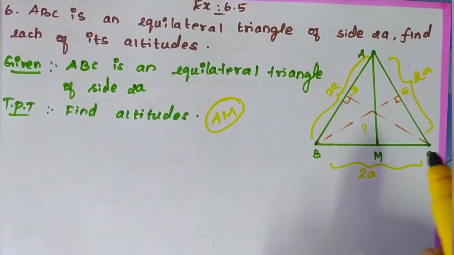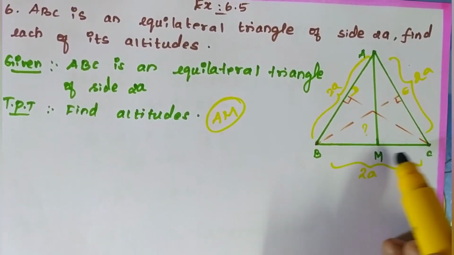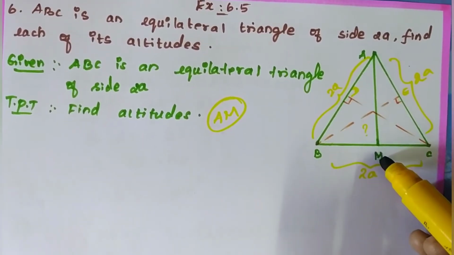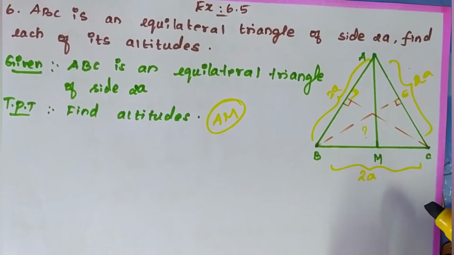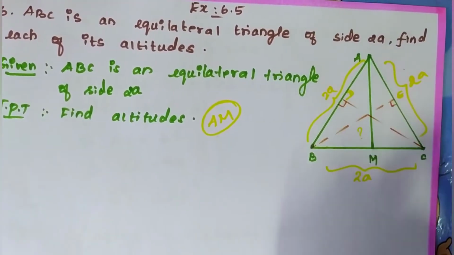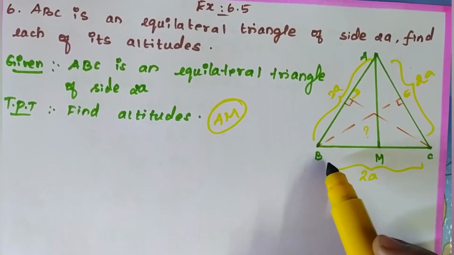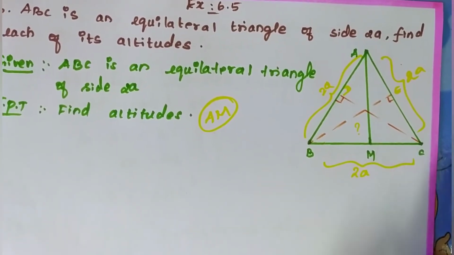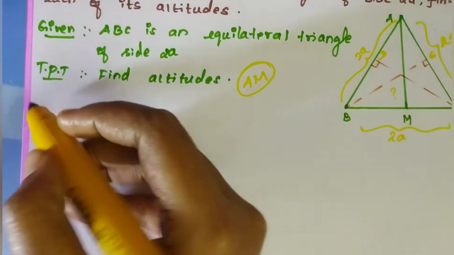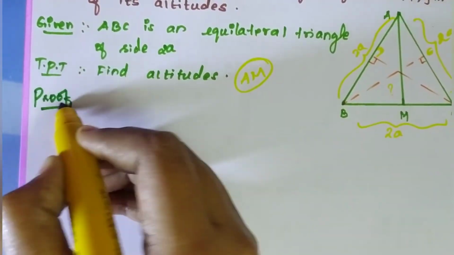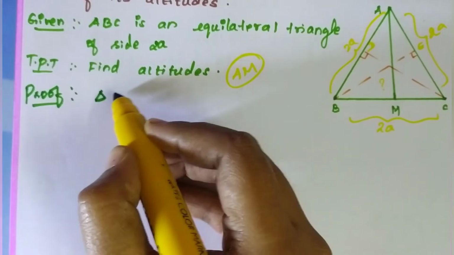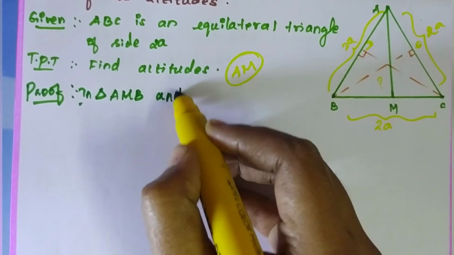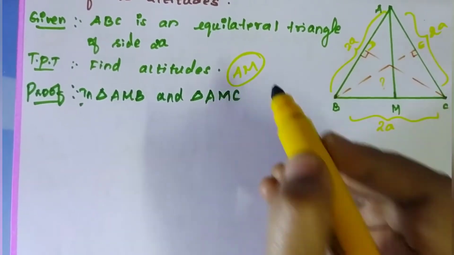How can we prove that the two sides are equal? For that I am going to take the two triangles AMB and AMC and prove that they are congruent. Since they are congruent, I can tell that the side BM is equal to the side MC. So I am going to take two triangles: in triangle AMB and triangle AMC.